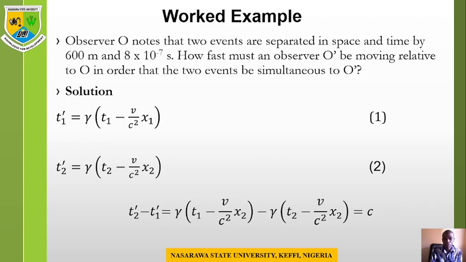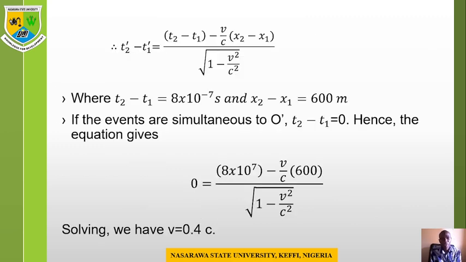Of course, if you do that mathematics correctly, we will arrive at T2 prime minus T1 prime equals to that, where T2 minus T1 is equals to 8 times 10 to the power minus 7 seconds, and X2 minus X1 is equals to 600 from the question. So if the events are simultaneous to 0 prime, then T2 minus T1 will be equals to 0. Hence, the equation will give 0, because T2 minus T1 equals to 0, then hence the equation will give what we have on the screen.